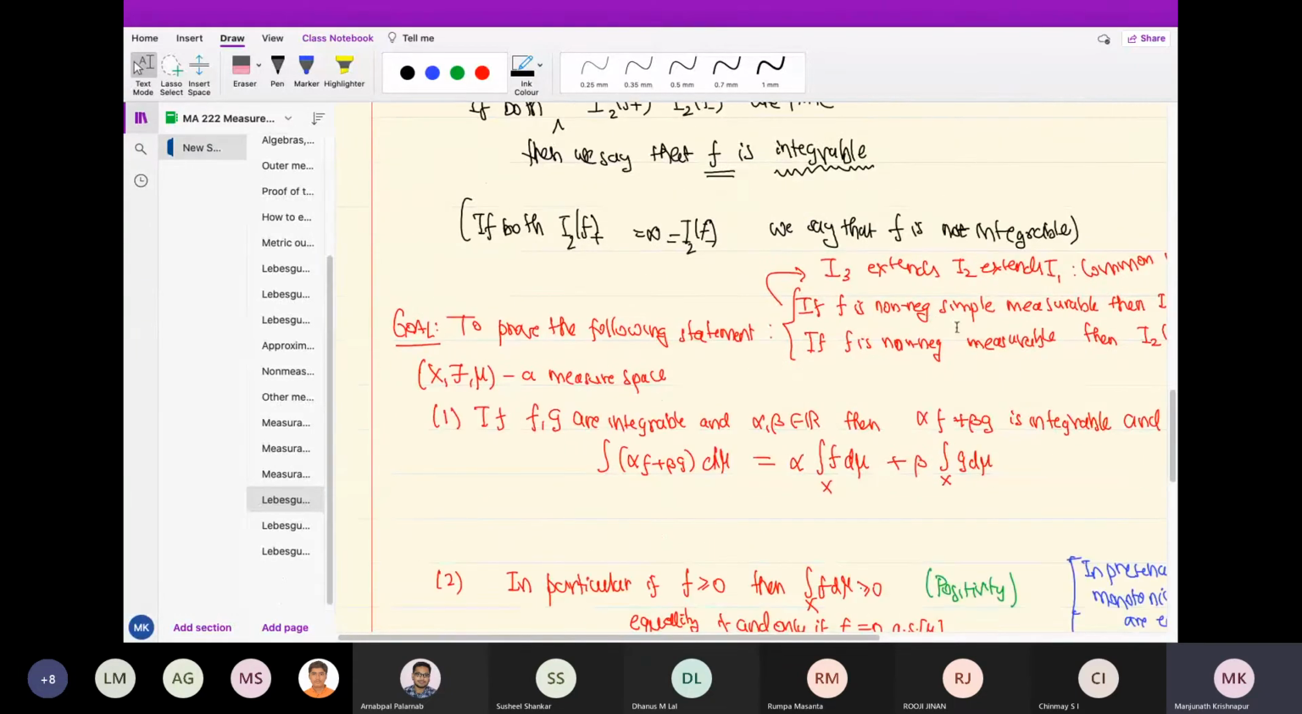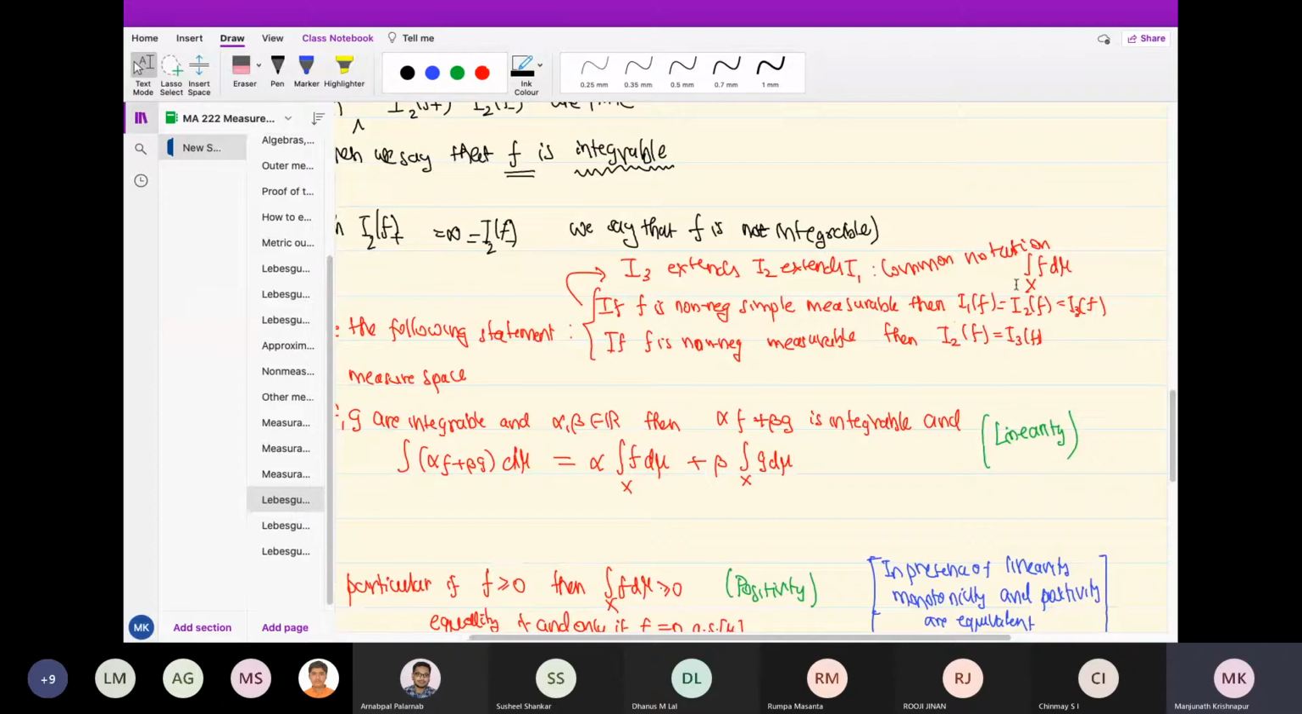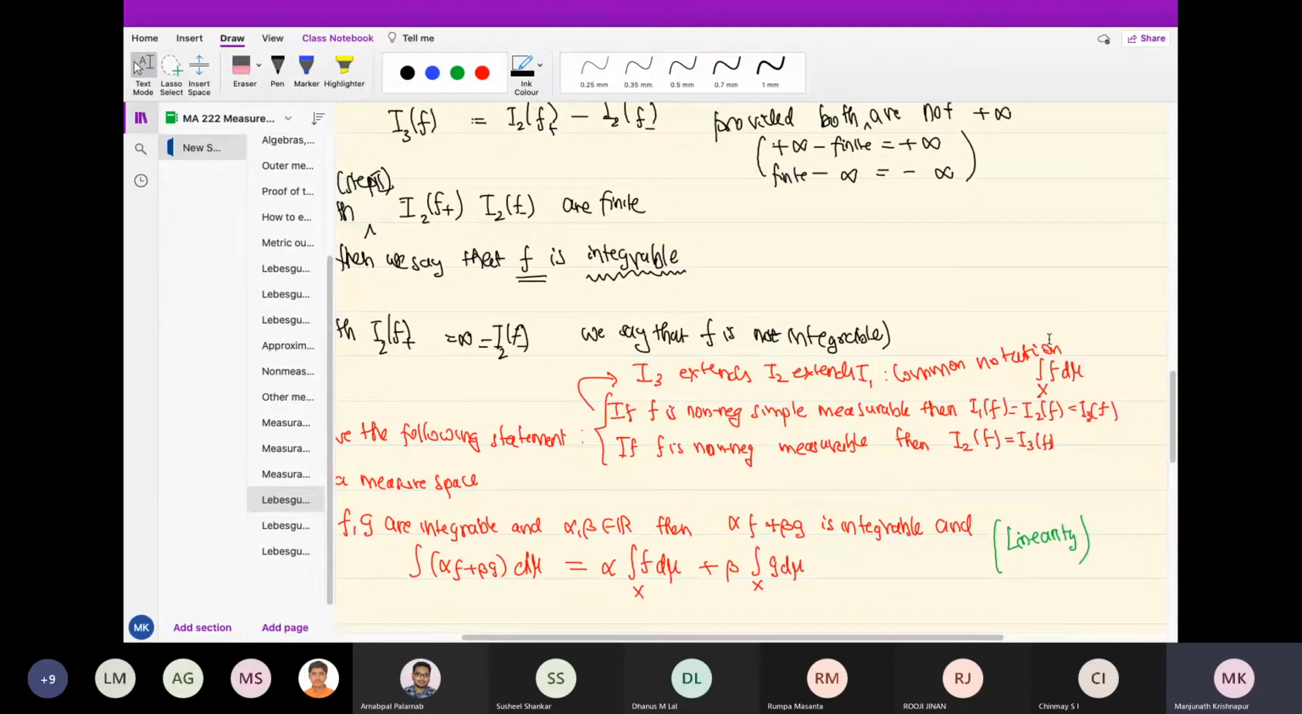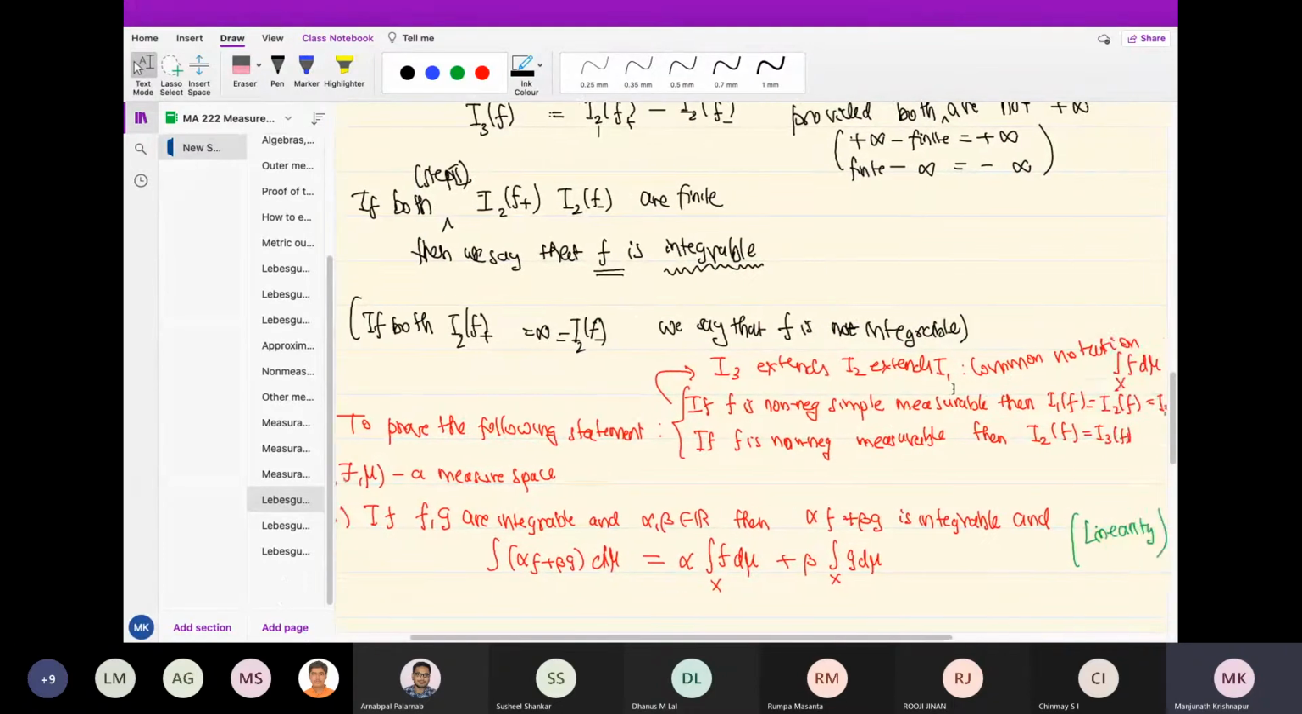And so we will use the notation integral of f(x) d mu over the space capital X. Everything is happening in the space (X, F, mu). Okay, so that's one of the things that we want to prove.